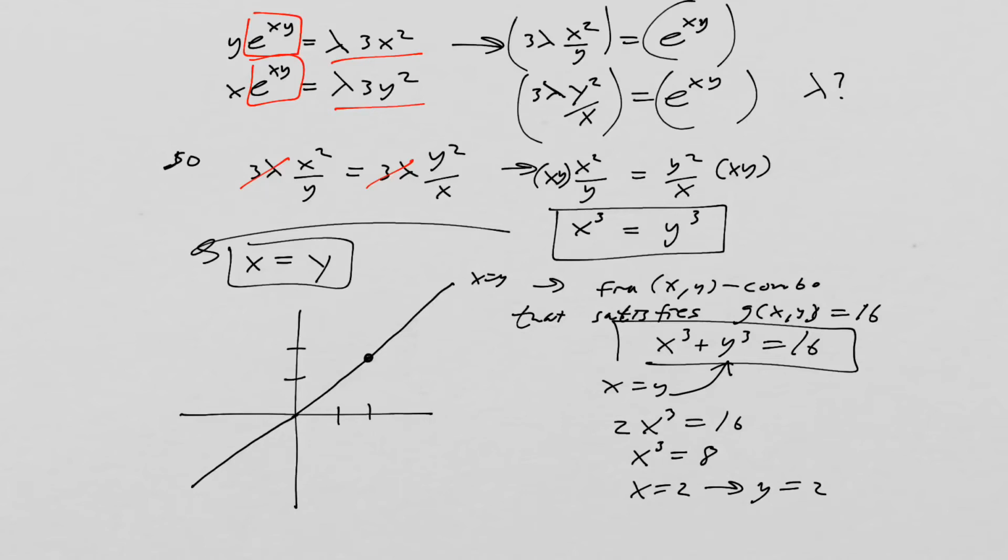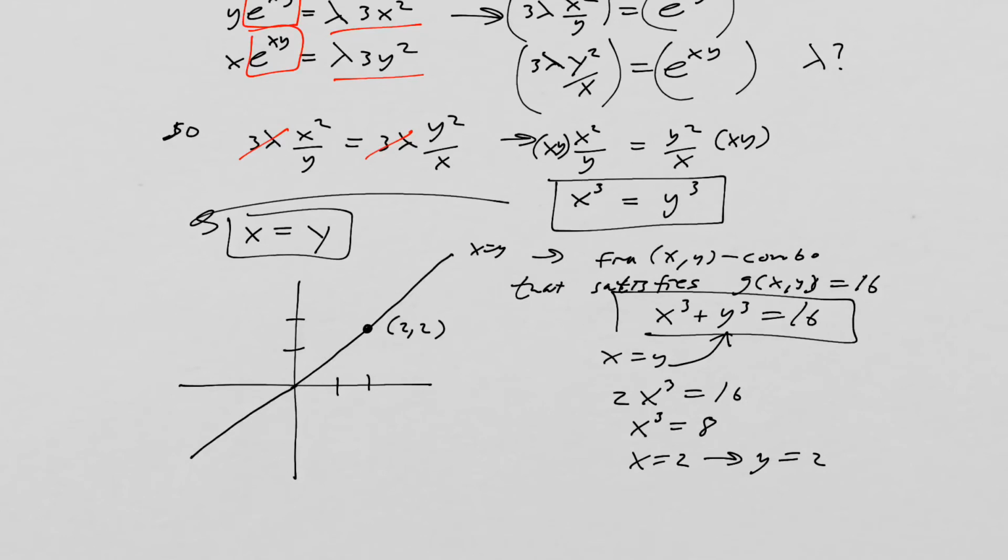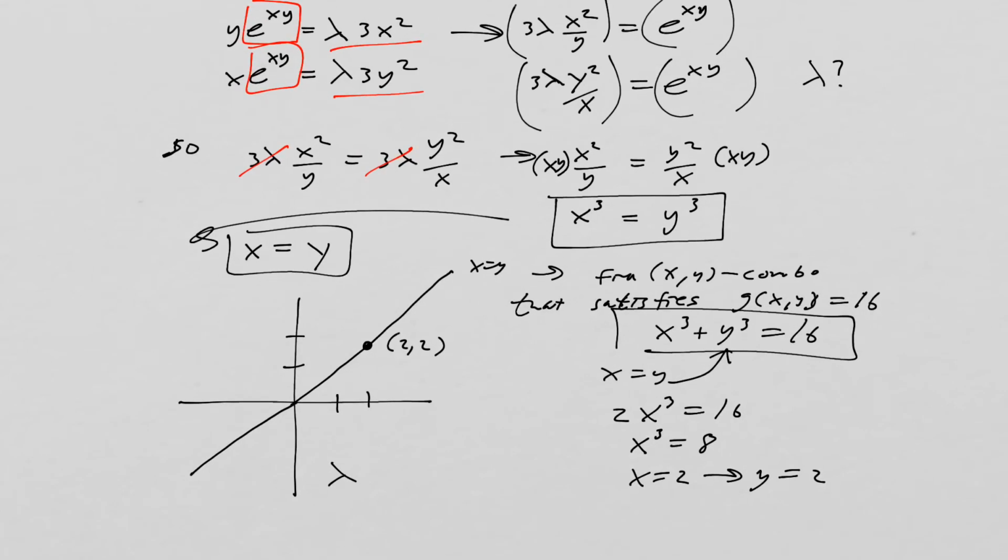So I found a very specific point, (2, 2). So that's the solution to my problem. We can go back and figure out what lambda is. You don't need to know this, but I think it's good to check, just to see that it all makes sense.